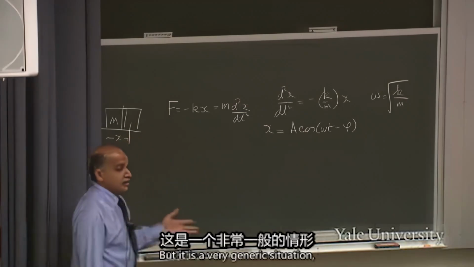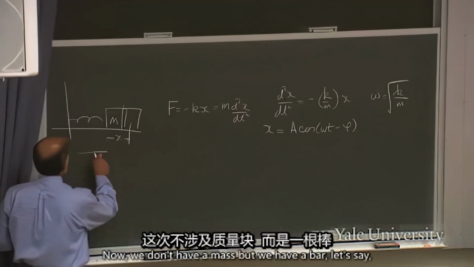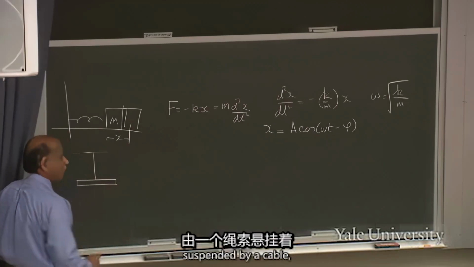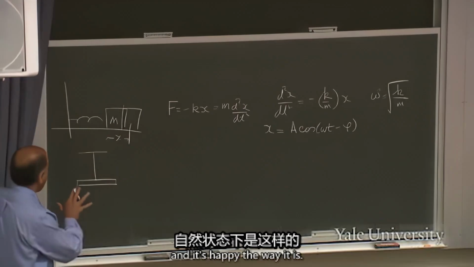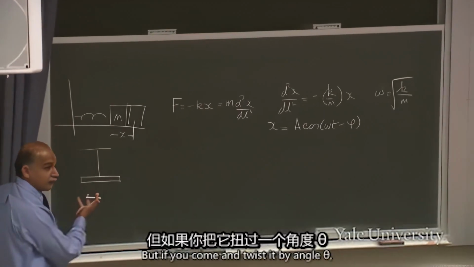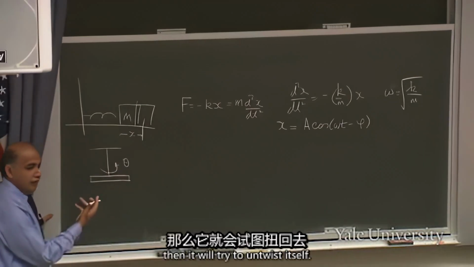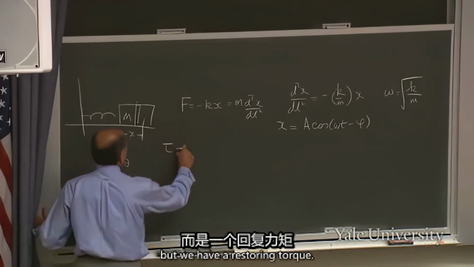But it is a very generic situation. So I give you a second example. Now we don't have a mass. We have a bar, let's say, suspended by a cable hanging from the ceiling. And it's happy the way it is. But if you come and twist it by an angle theta, give it a little twist, then it will try to untwist itself. So now we don't have a restoring force, but we have a restoring torque.